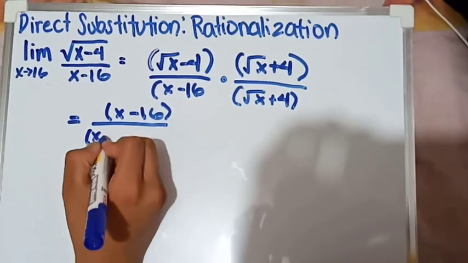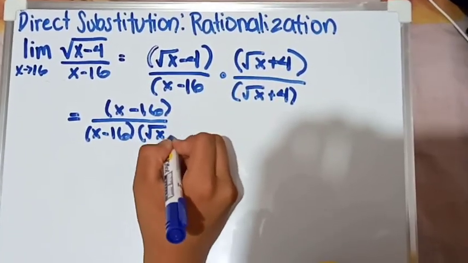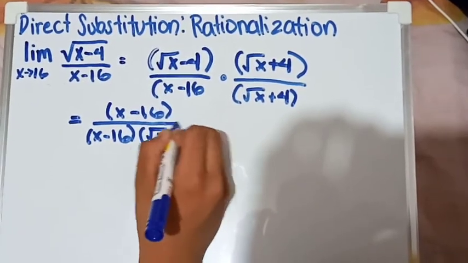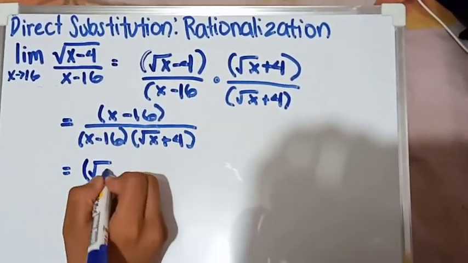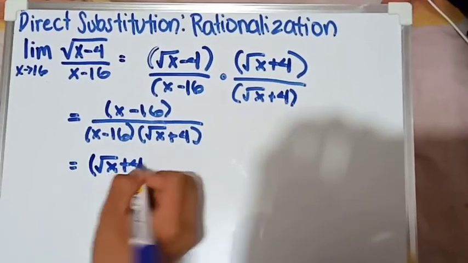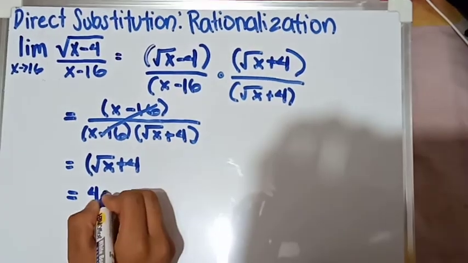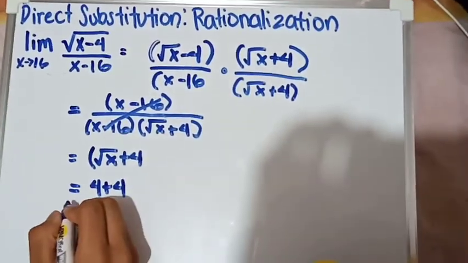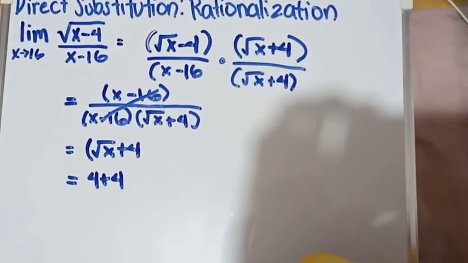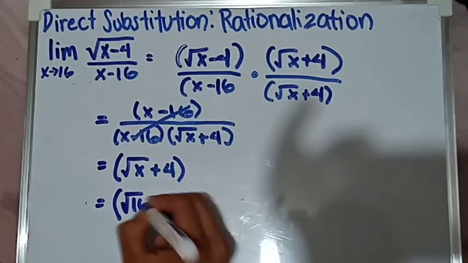So cross out the same terms. Then for the square root of x plus 4, you're going to substitute now 16. The square root of 16 is 4, plus 4 equals 8. So that you get the number 8.